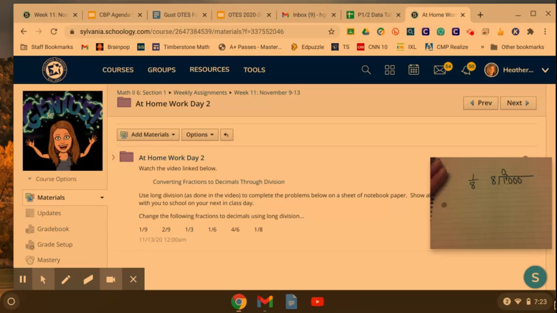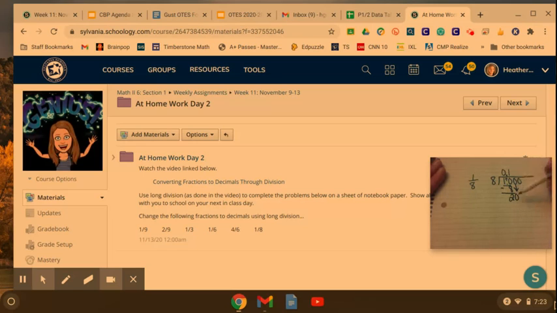And then I'm going to ask myself, how many times does 8 fit into 10? 8 fits into 10 one time. And 1 times 8 is 8. And then I'm going to go ahead and subtract. Bring down my next number.